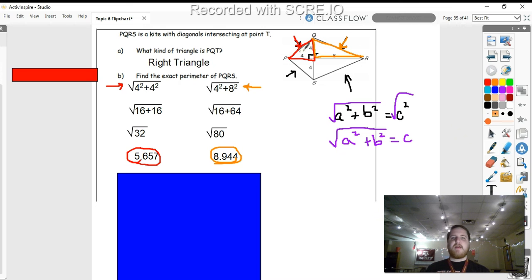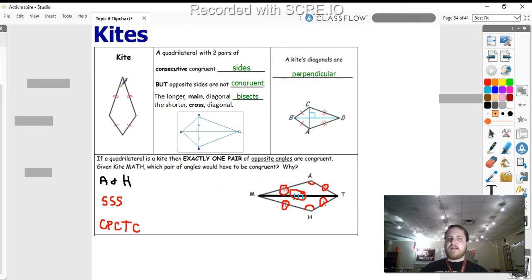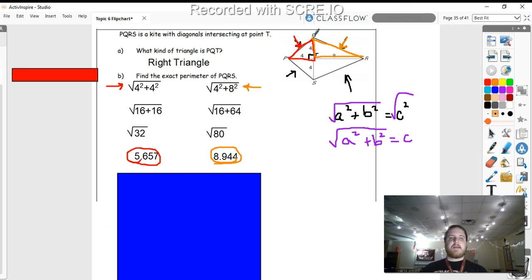Now here's the fun thing. It told us at the beginning that this is a kite. Okay? And on a kite, back in the definition, it said that we have consecutive congruent sides. So this long side right here and this long side right here are the same. That means this QR is the same as SR. All right? That side right there, the hypotenuse of the orange triangle, is the same as this orange length right there. Same with the red. The hypotenuse of the red triangle right here is the same as this red length.